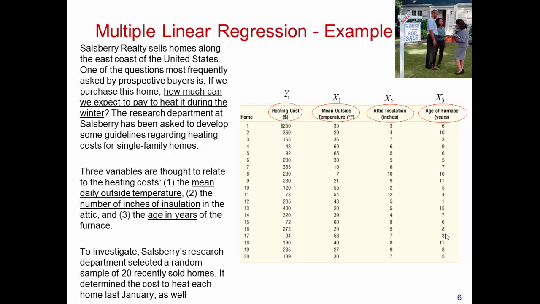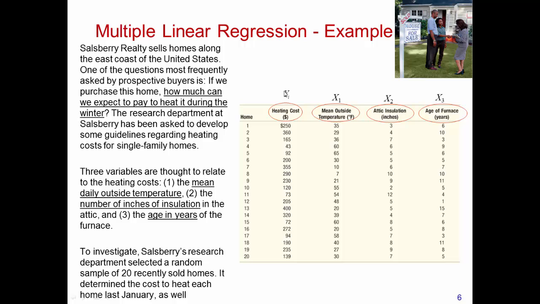Obviously, this is a fairly simplistic example of what might be affecting the cost to heat the home in the winter, but it'll serve our purposes for building the regression model. To investigate, Salisbury's research department selected a random sample of 20 recently sold homes. It determined the cost to heat each home last January as well.